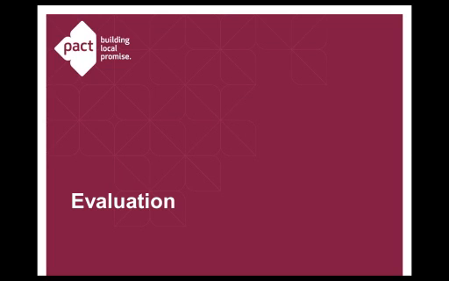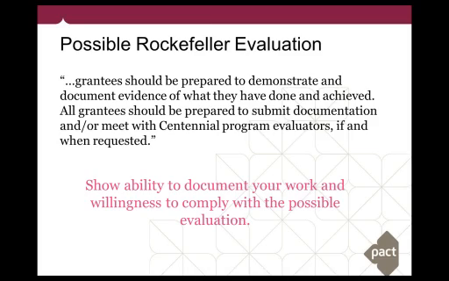Now we're going to talk a little bit about evaluation. Rockefeller has 2 separate evaluation requirements. One is preparing for the possibility of a Rockefeller external evaluation. So what it says in the solicitation is that grantees should be prepared to demonstrate and document evidence of what they have done and achieved. All grantees should be prepared to submit documentation and or meet with Centennial Program evaluators if and when requested.